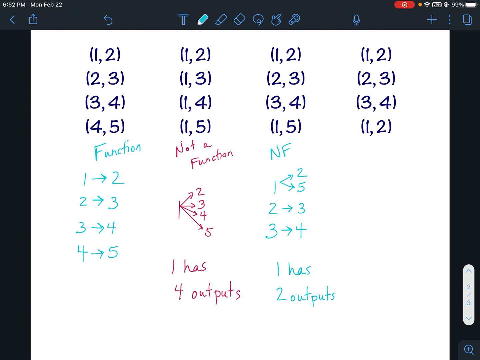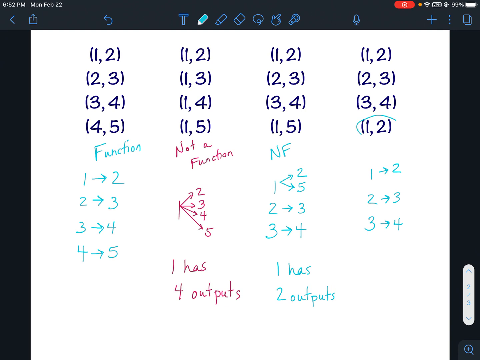Let's look at the last one. I have input values of 1, 2, 3, and then 1 again. The 1 has the output of 2. The 2 has an output of 3. And 3 has an output of 4.